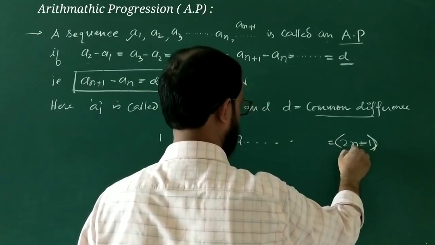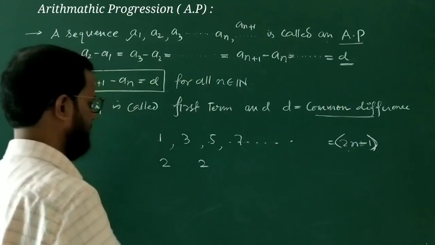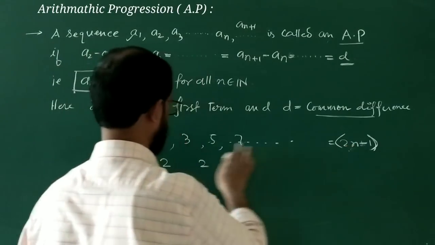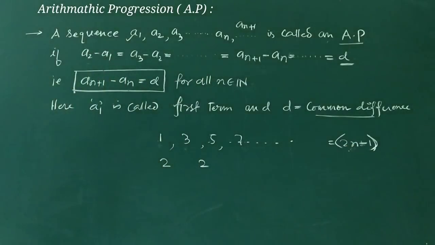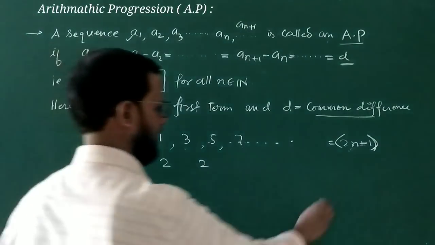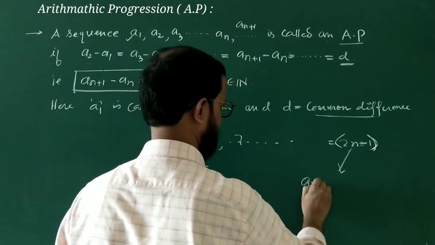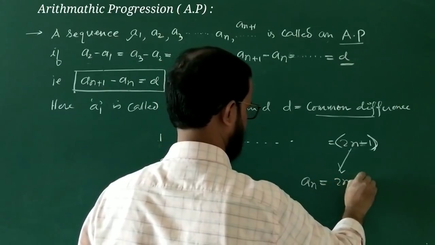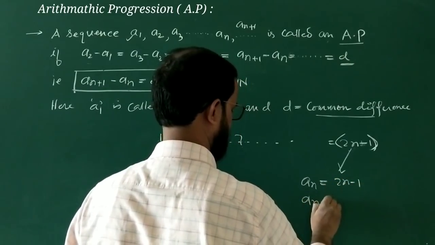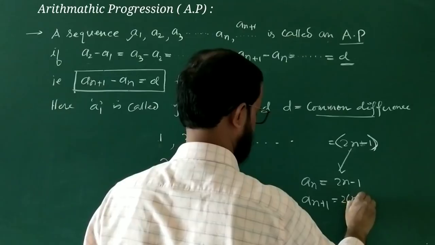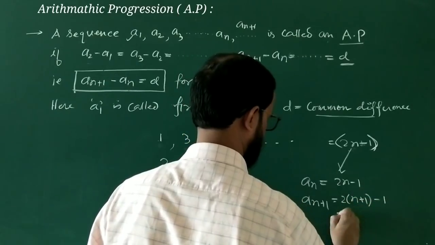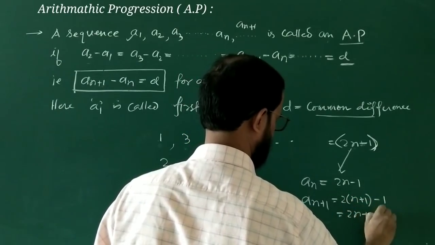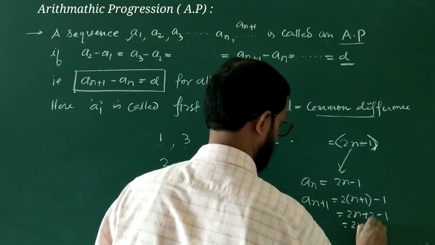If you put n equal to 1, you are getting 1. If you put n equal to 2, you are getting 3, and so on. Twice n minus 1. So this particular result is the nth term, an. What is a(n+1)? a(n+1) equal to 2 into (n+1) minus 1, which is equal to twice n plus 2 minus 1, equal to twice n plus 1.